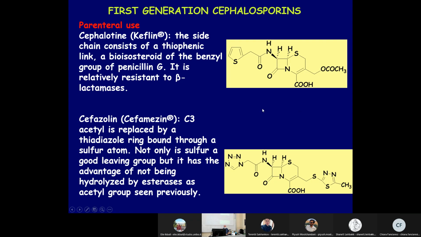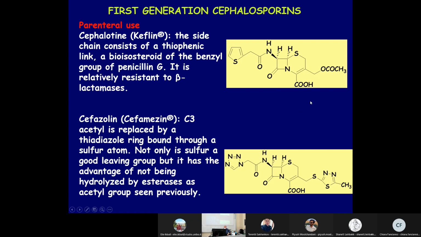First generation. We can distinguish two different types of cephalosporins in the first generation. The first type for parenteral use, by injection, and a second type used orally. You can understand, if we use orally a cephalosporin, this compound should be resistant to the acidic condition in the stomach, you know.